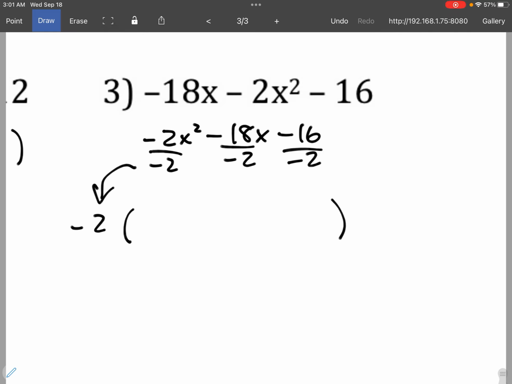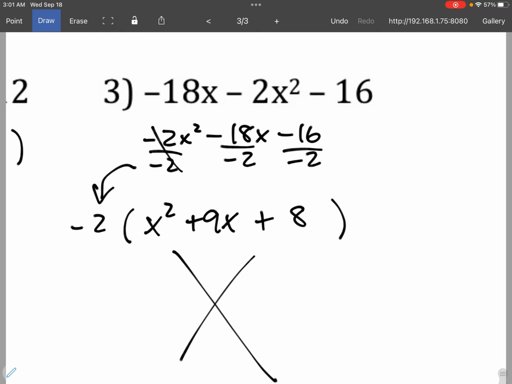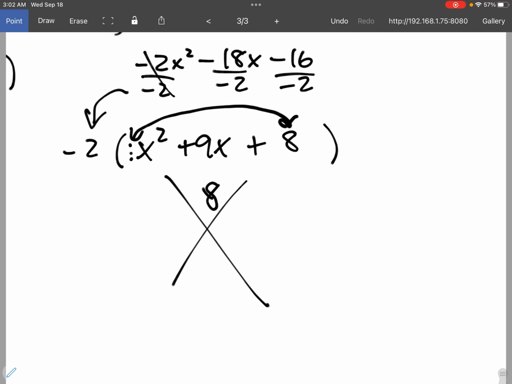And now we just write what's left. X squared, negative divided by negative, positive 9x. Negative divided by negative, positive 8. I can think of two numbers that multiply to front times back. Remember, GCF is out. Do not worry about this guy. He is out. So two numbers that multiply to 8, those same two numbers add up to 9.